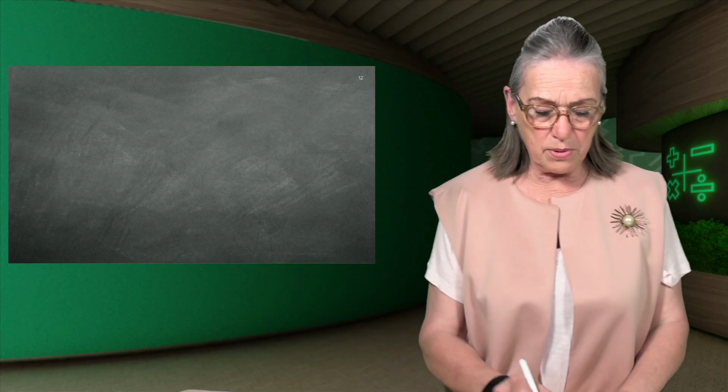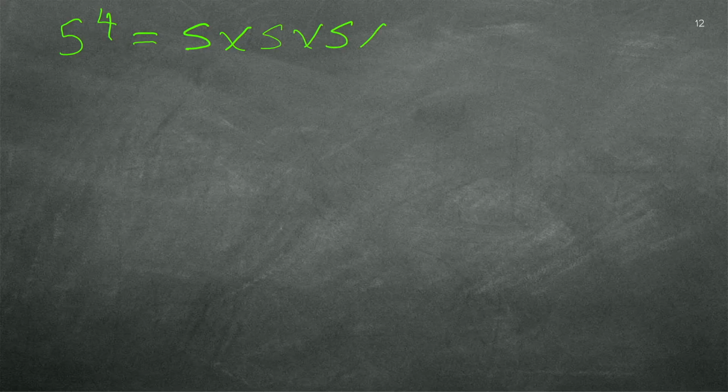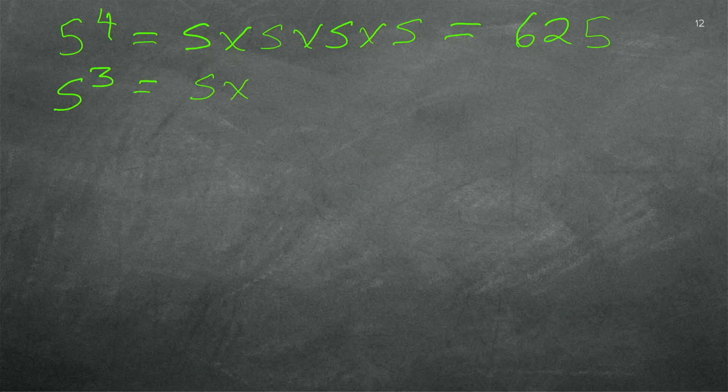So say we start with 5 to the power of 4. That gives us 5 times 5 times 5 times 5, and that gives us 625. You can check it, but that is 625. Now if we go one smaller, 5 to the power of 3 will give us 5 times 5 times 5, and that will give us 125.